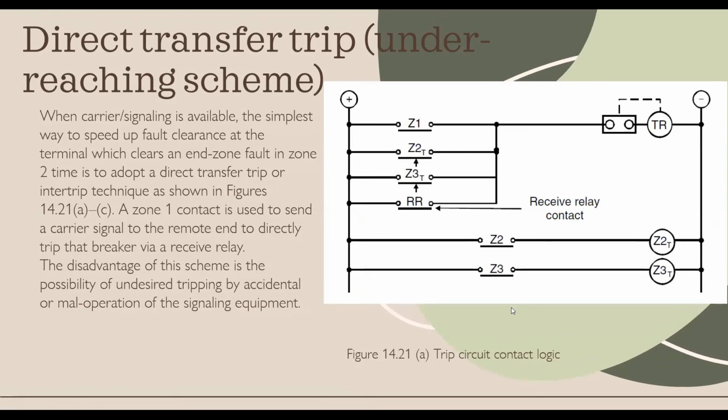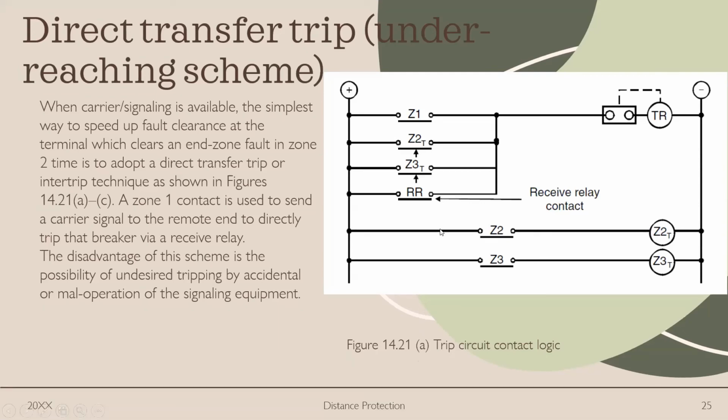For direct transfer trip or the underreaching scheme, when the carrier/signaling is available, the simplest way to speed up fault clearance at the terminal, which clears an end zone fault in zone 2 time, is to adopt a transfer trip or inter-trip technique, as shown in the figures given in the next slides.